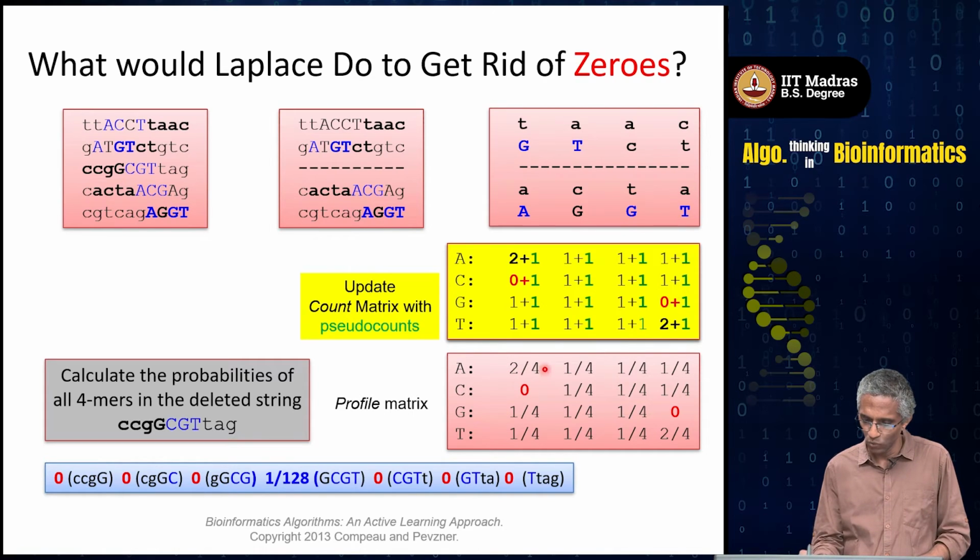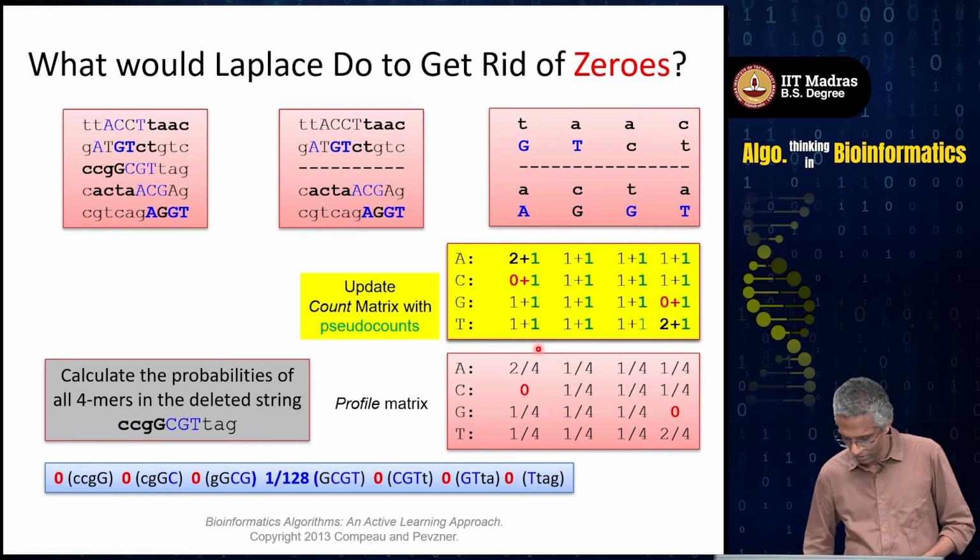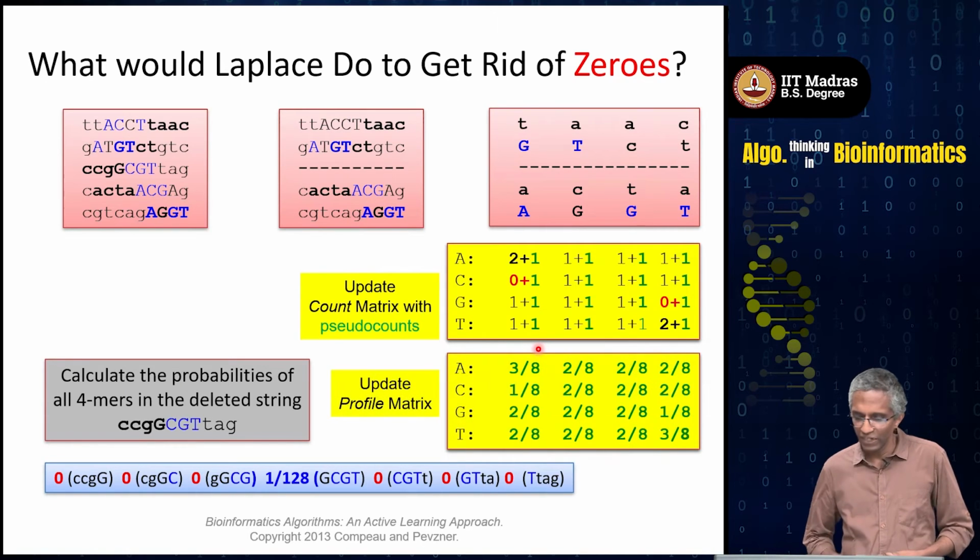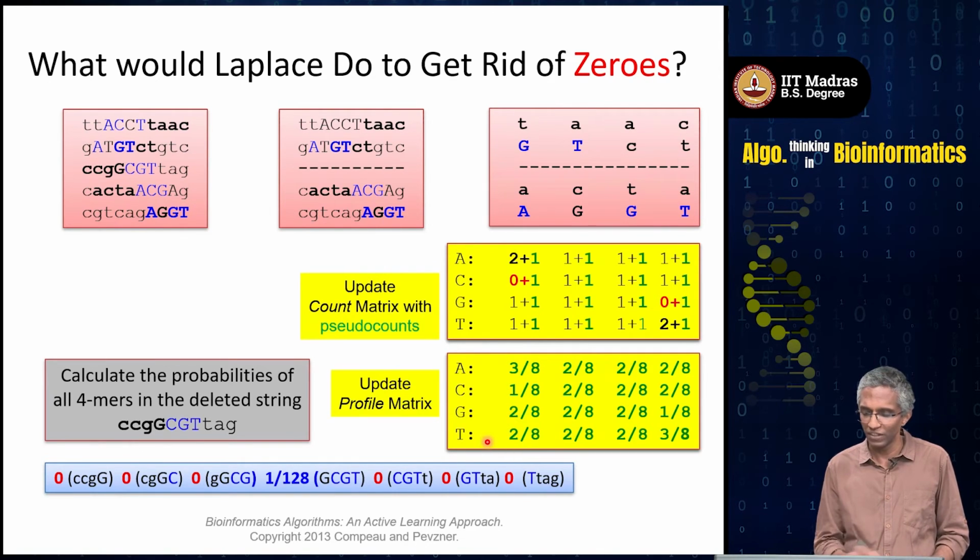Initially you had 2 over 4, 1 over 4, 1 over 4 and 0. Now, you will have 8 in the denominator because you have added these 4 more pseudo counts, and then you will have 3, 1, 2 and 2 here, right. And so, the zeros here and the 0 here are removed.